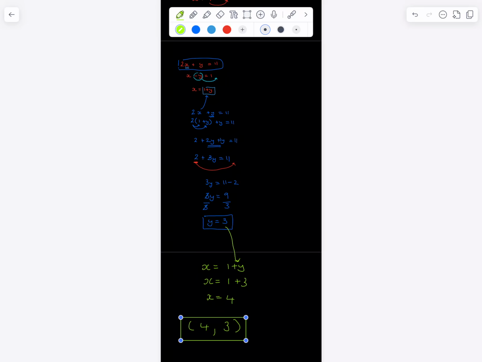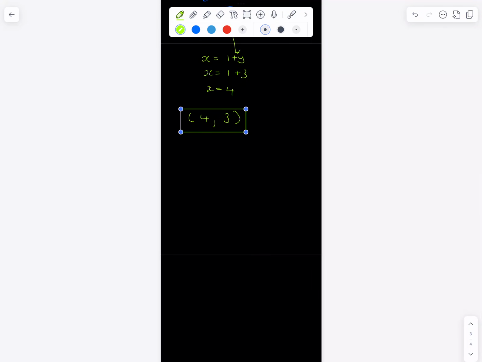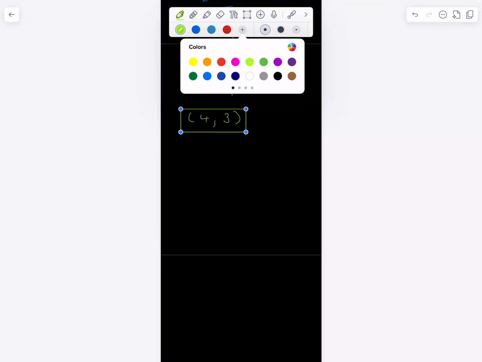Okay, let's do one final one, another hard one. I'll go through this a bit faster because hopefully now you're feeling good about this. It's pretty fun once you get the hang of it. It's pretty easy as well.